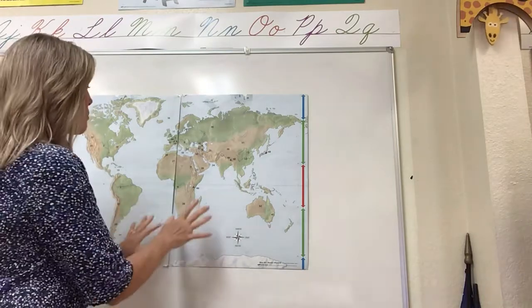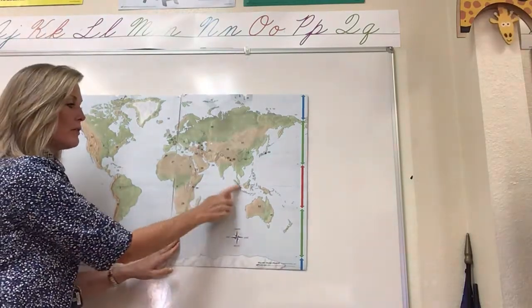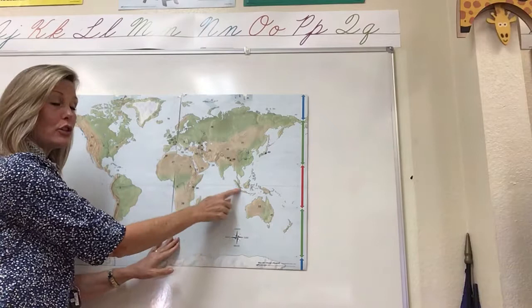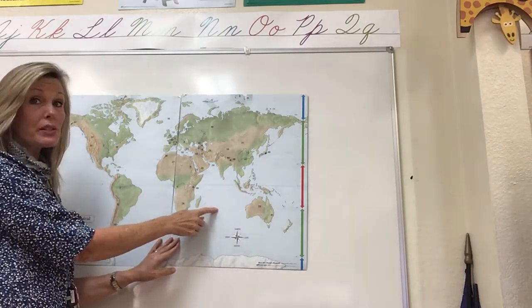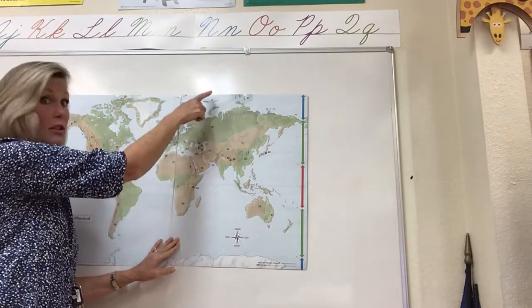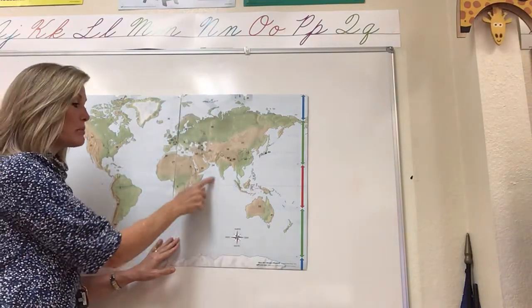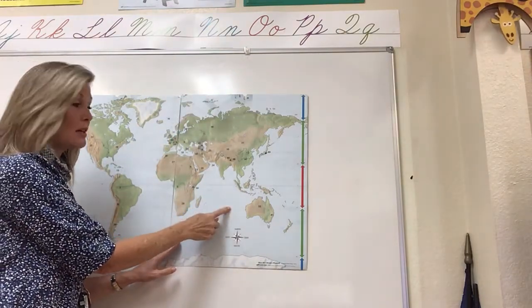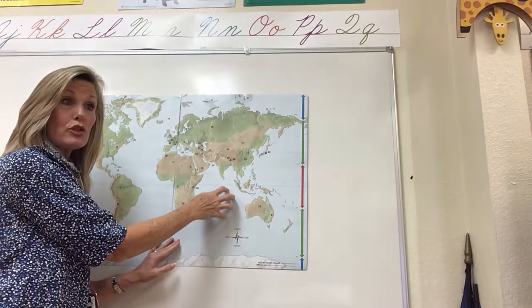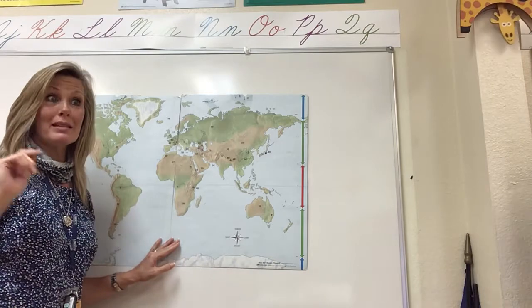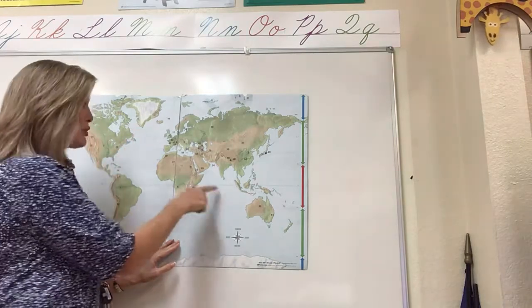Okay, what is this ocean? This small ocean right here. The Indian Ocean. It's not the smallest, because the smallest is the Arctic, but it is pretty small in comparison to the Atlantic and the Pacific. So the Indian Ocean is known as the what ocean? Warmest. It's the warmest ocean.